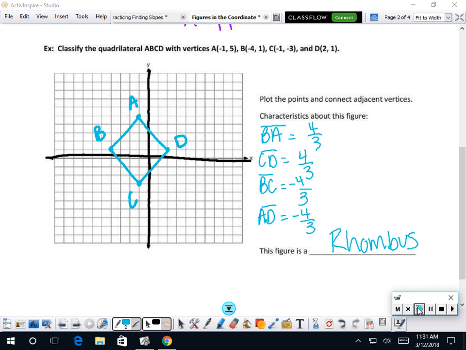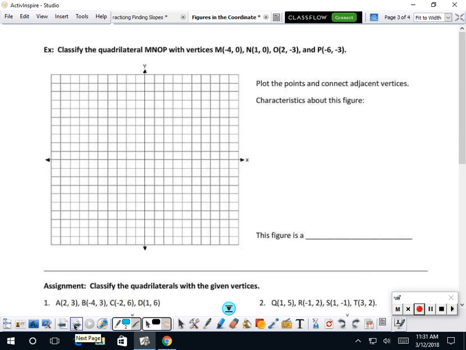So, for the last example that we have on our notes page here, I want you to notice that the points are wrong from what you have on your paper. So please make sure that you make these corrections to plot the points and correct your figure here. So we're going to plot MNOP. M is at -4, 0. N is at the point 1, 0. O is at 2, -3. And P is at -6, -3.